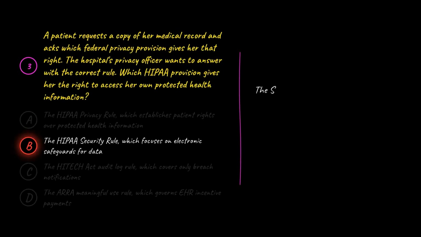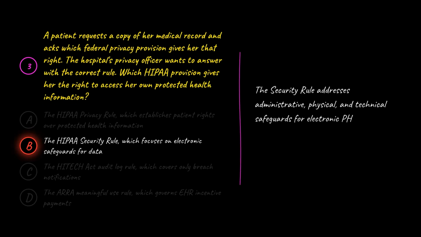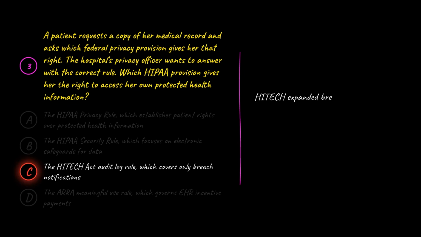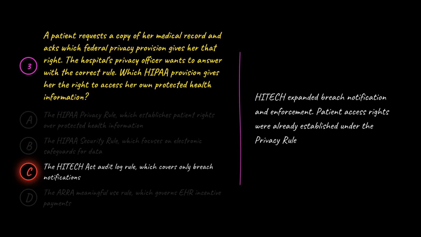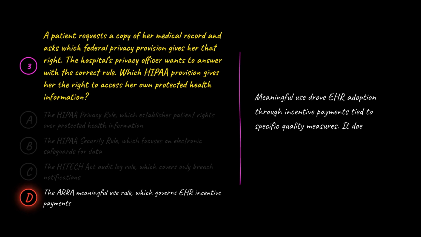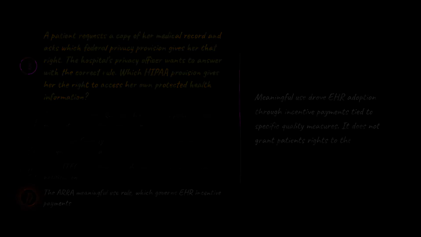B is wrong because the security rule addresses administrative, physical, and technical safeguards for electronic PHI. It supports privacy but does not define patient access rights. C is wrong because HITECH expanded breach notification and enforcement. Patient access rights were already established under the privacy rule before HITECH. D is wrong because meaningful use drove EHR adoption through incentive payments tied to specific quality measures. It does not grant patients rights to their records.